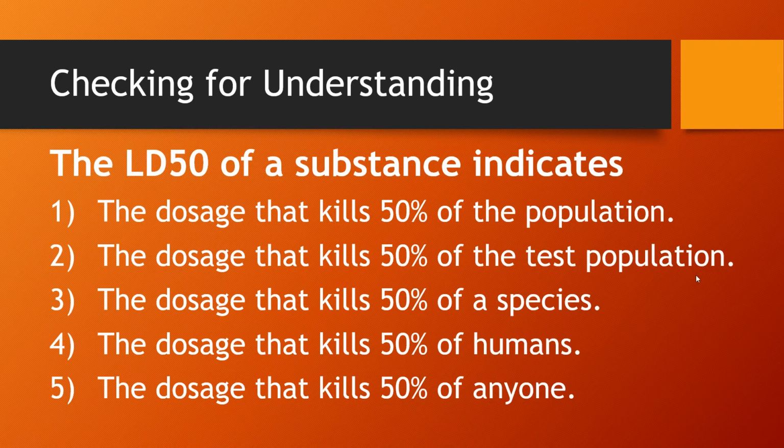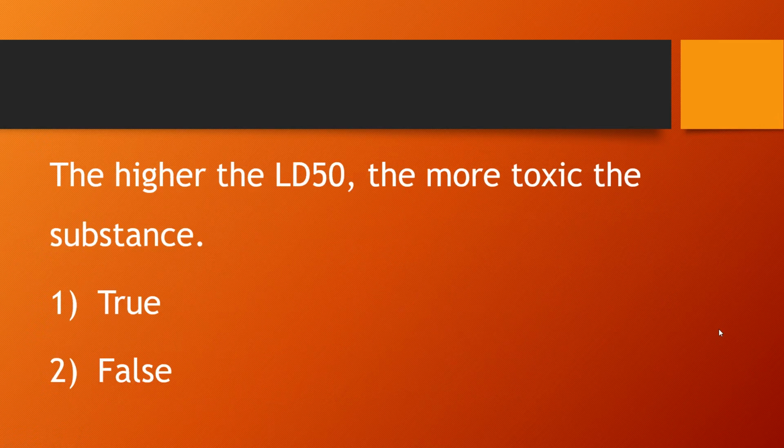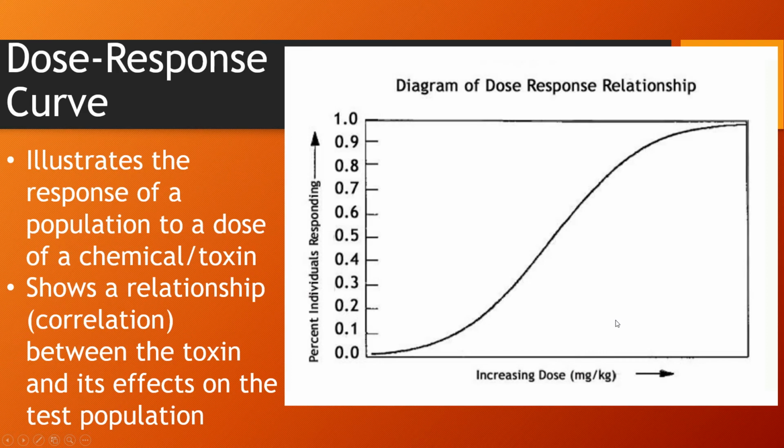Please don't do that. So once again, the LD50 of a substance indicates the dosage that kills 50% of the test population. The higher the LD50, the less toxic the substance is. And then to figure out the LD50, you graph your data if you are given data, and you connect the dots. You do not do a best fit line, you connect the dots, because then what you're going to do is go over to the 50%, go over to wherever it connects to the line, and then go down, and whatever that number is there, that is the LD50.